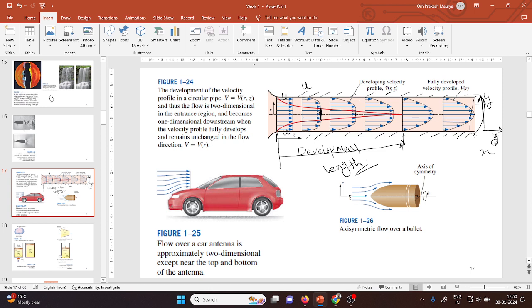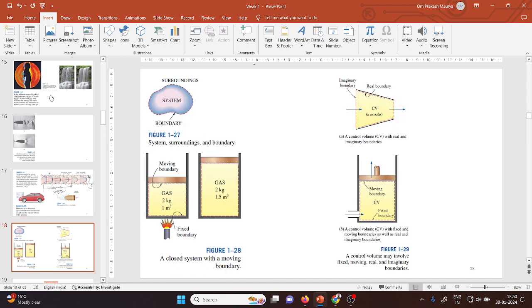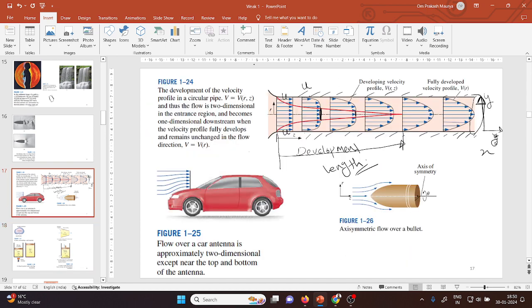And for calculating the development length, lots of formulas are there, in case of laminar or in case of turbulent. I have not written the development length formula here, I will discuss it later, or you can search on Google also. And now, okay, development length is here.